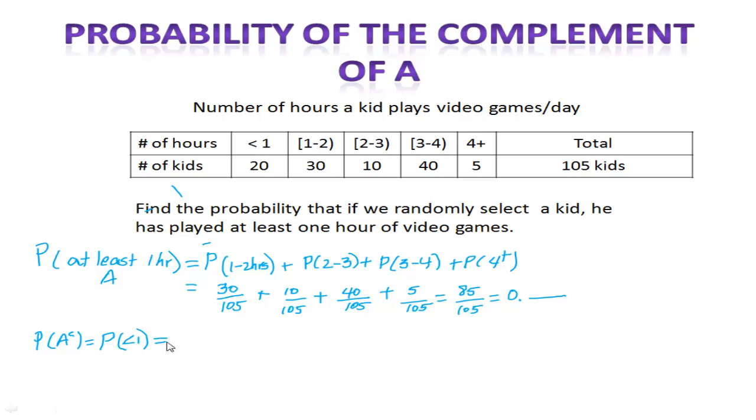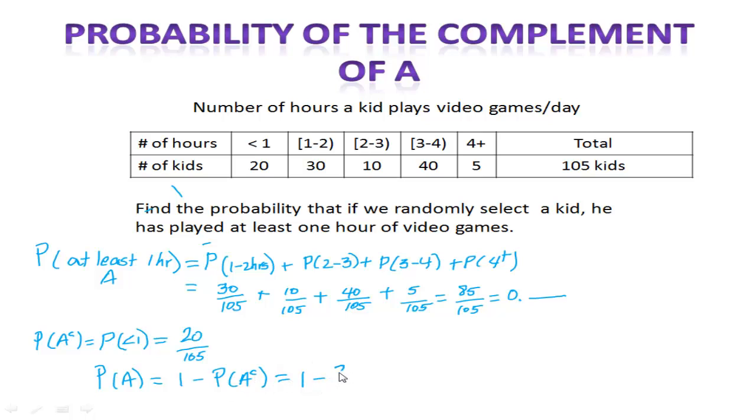And that would be very easy. That would be 20 kids out of 105 who play video games for less than an hour. Now, this is the complement. That's not what I want to look for. I want to look for what they asked me to look for, which is at least 1 hour. But if I know the complement, it's very easy to find P of A, because we said that the probability of event A is equal to 1 minus the probability of the complement of A.